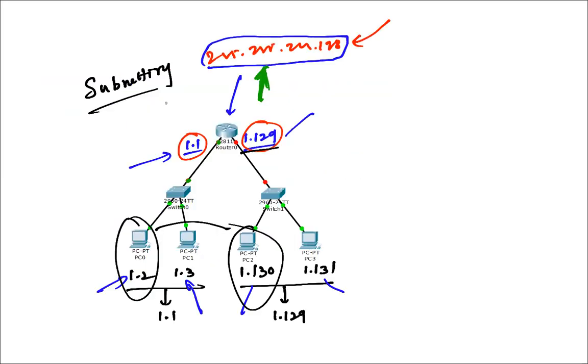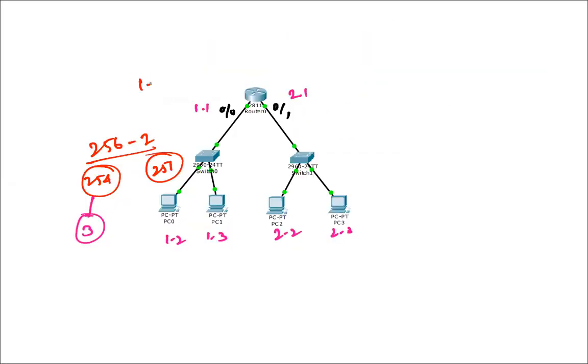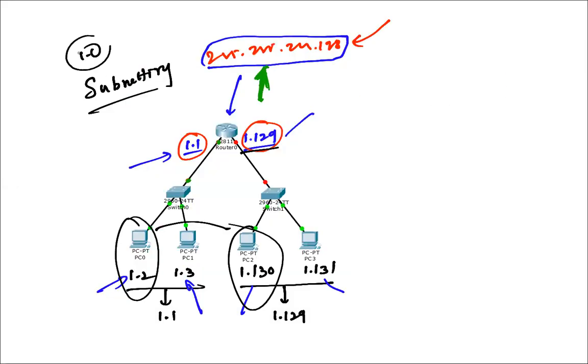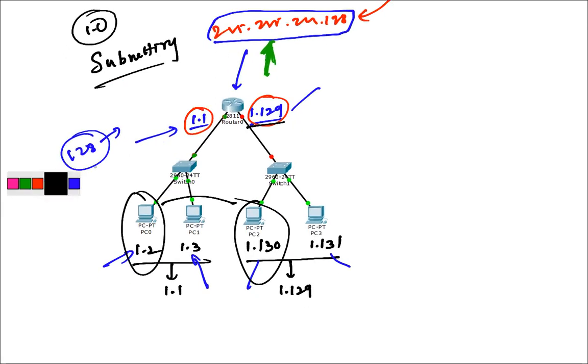So earlier we were using 1.0 on this side and 2.0 on this side. But now what are we doing? We are breaking 1.0, and the first half we are using here and the second half we are using here, which means we are saving IP addresses now. Just see, if you have 128 IPs available on this network, how many are usable? First and last cannot be used. 126 is usable.